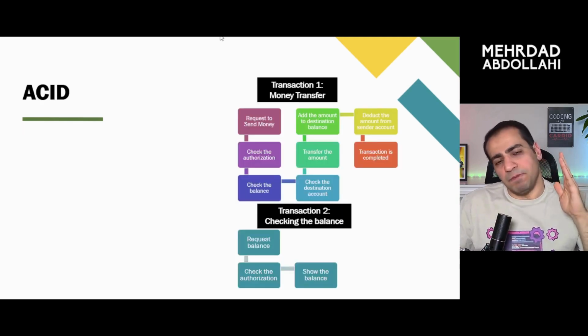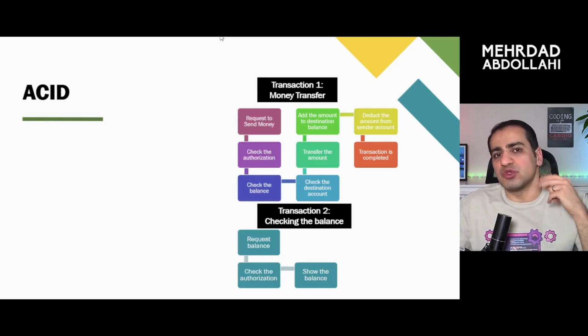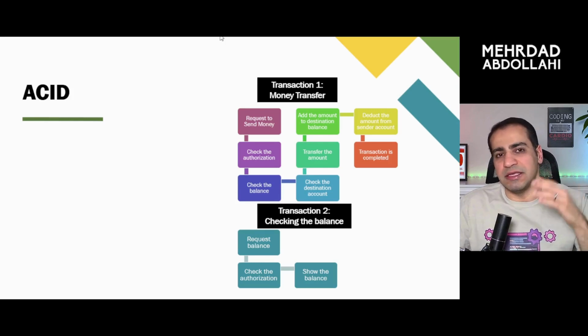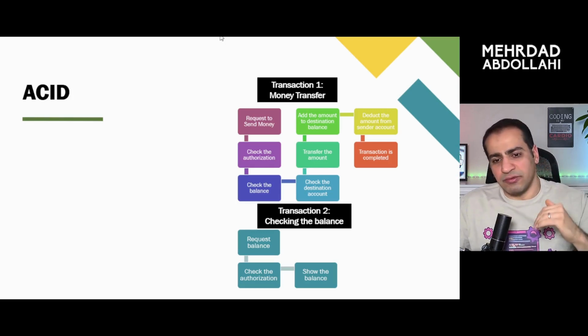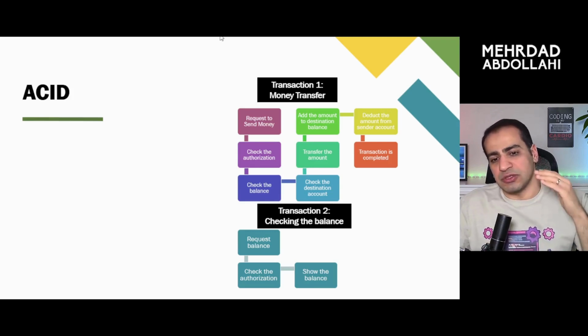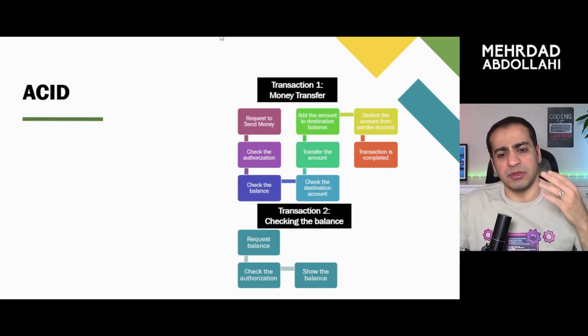But before explaining ACID, I would like to show you two different transactions that we will bring to ACID, to see how it works on them. Transaction number one is money transfer. Let's cover the steps of this transaction. At first, the requester is going to send the money, so it is a request to send money.